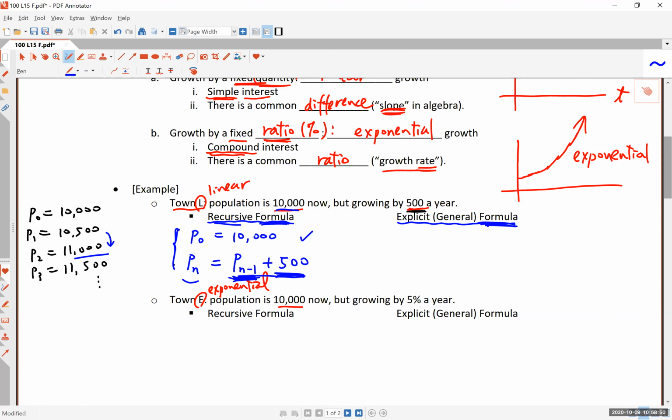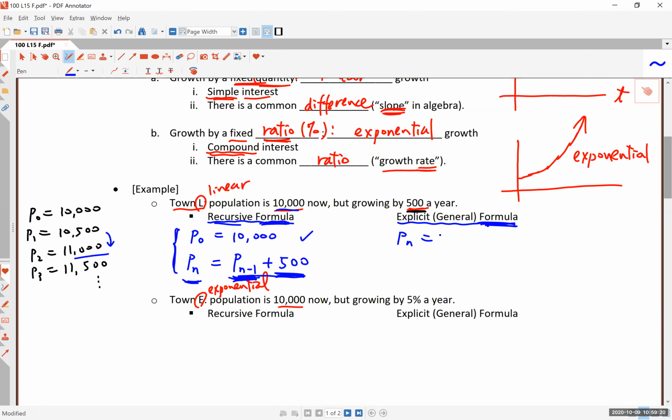The problem with the recursive formula is it's good if you're calculating P naught, P1, P2, P3, and so on. But if I ask you P sub 30, how many people will be in this town 30 years from now? You have to find P30, but to find P30, you have to find P29, and to find P29, you have to know what P28 is, and so on. So it's much better to have an explicit formula for the nth number.